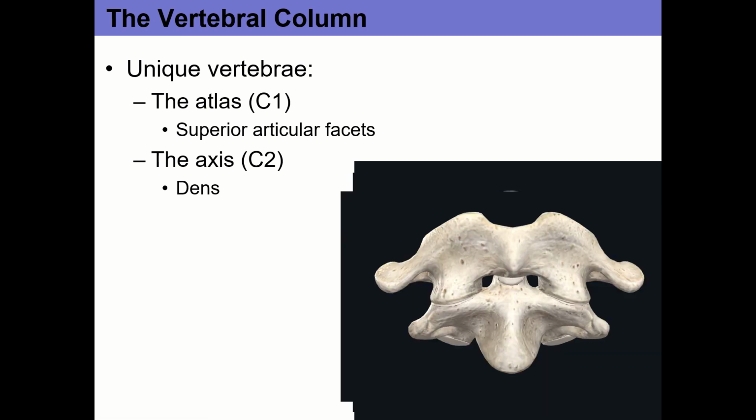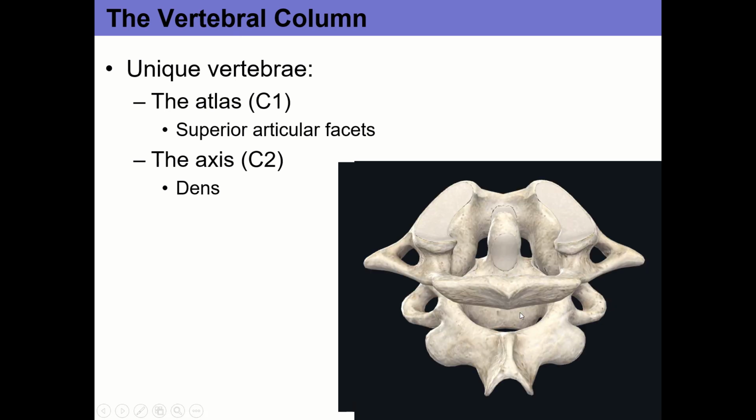So there's an anterior view of the interaction between the atlas and the axis, and here's kind of a posterior three-quarter view. So again, here is your atlas, and then down here is your axis. And you can see the dens there. And so that particular joint is called the atlanto-axial joint. Again, the interaction of the atlas and the axis, so the atlanto-axial joint.